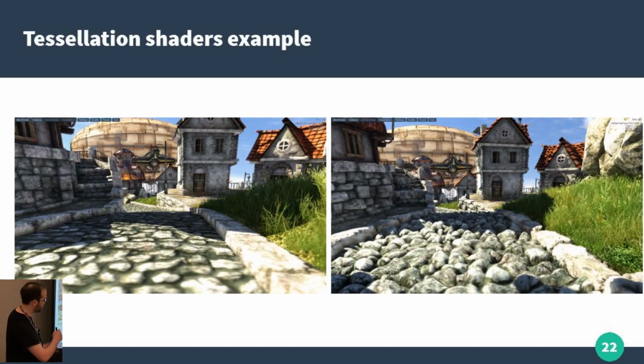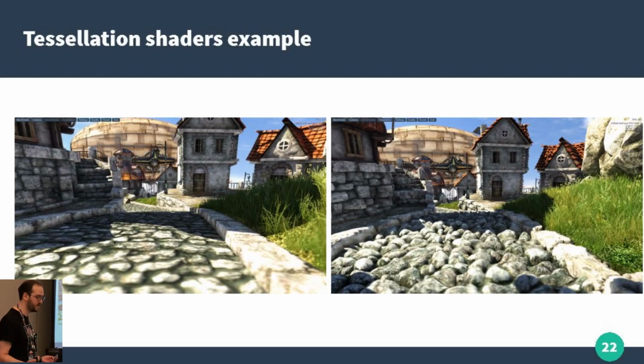On the left, we have the DirectX 9 version that does not have these extra shaders. On the right, we have the version that does have the extra shaders. And you can see that on the right, the GPU is able to procedurally subdivide the cobblestone road and actually articulate the individual stones. On the left, you can very clearly tell that it's flat geometry with a stone texture applied to it.